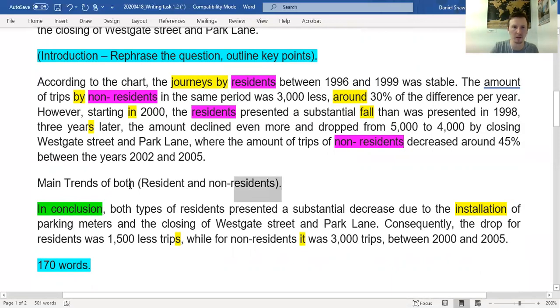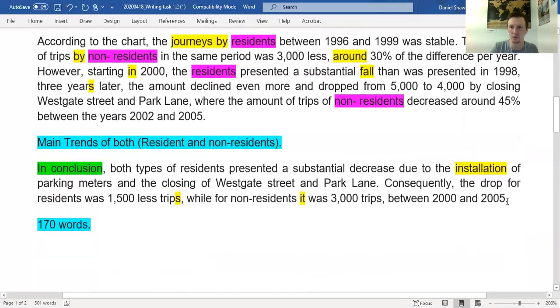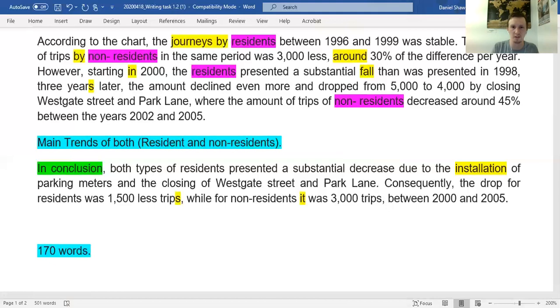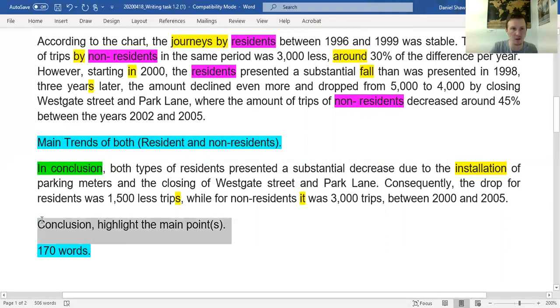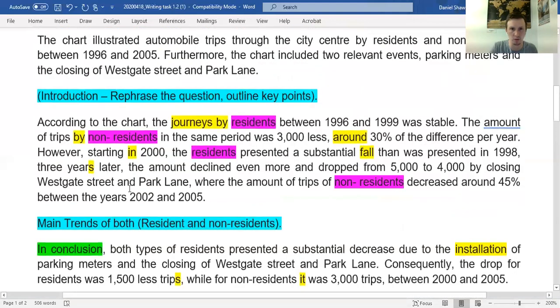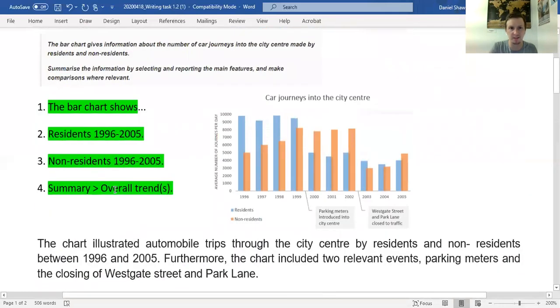And finally, to conclude, a nice short conclusion, just summarizing the main point, the main kind of trend, the main thing that we've seen. So for the conclusion, we have a phrase here to mark that we are concluding, and then we're just going to highlight the main point again. Maybe just choose one main point, or maybe 2 at most, but it needs to be very concise. So that is how we would structure it a little bit better and a little bit clearer for task 1.